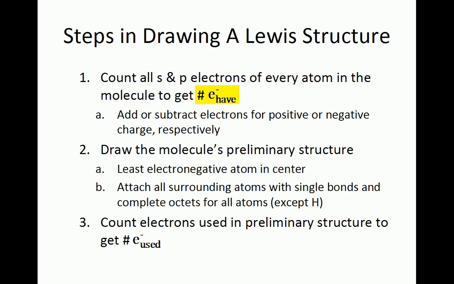Finally, count the electrons in the preliminary structure to get the number of electrons you have used in this preliminary structure. If the number of electrons you have is equal to the number you have used, the preliminary structure is correct, as drawn and only has single bonds. Double bonds only come about when the number of electrons the molecule has and those used in the preliminary structure are different.